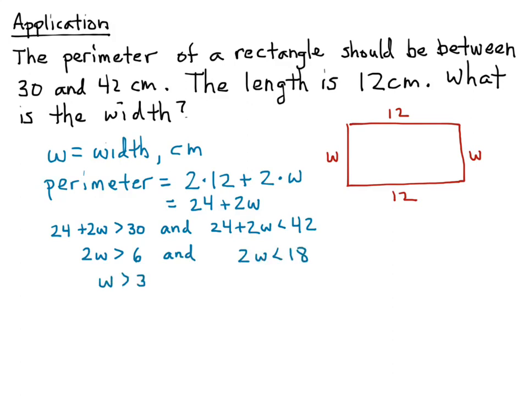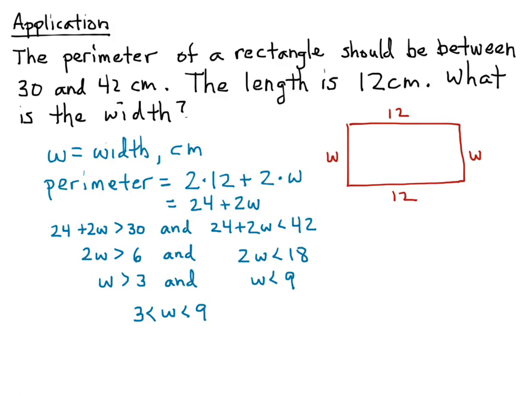And so if I just basically solve these, the first one, what I do is I subtract 24 from both sides, and I get 2W is greater than 6. And then I divide both sides by 2, and I get W is greater than 3. On the right-hand side, I do the same thing. Subtract 24 from both sides, and I get 2W is less than 18. Divide by 2, and I get W is less than 9. Very often with these kinds of inequalities where you're looking for a range of things, it's easy to put it into a notation where it has to be greater than and less than. So we have a greater than 3 and a less than 9 on here.